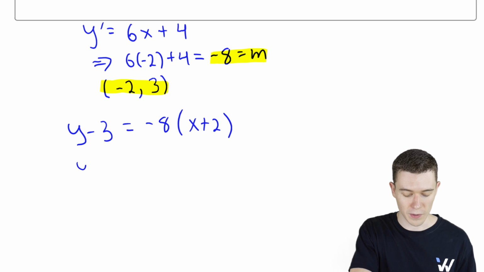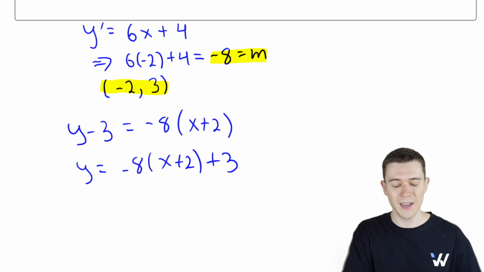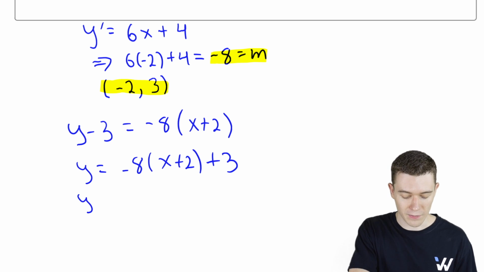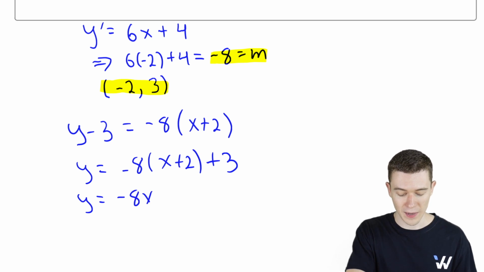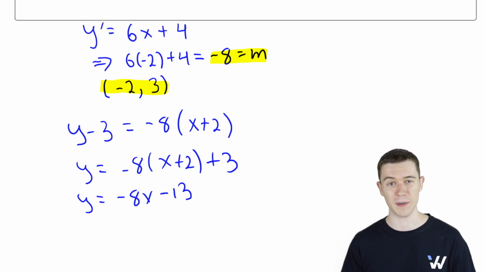Go ahead and just add 3 to both sides. y equals -8 times x plus 2, plus 3. There's the equation of the line. If you like, you could distribute this -8, make this -8x minus 16 plus 3. That would be -13 if you want your line in y equals mx plus b.